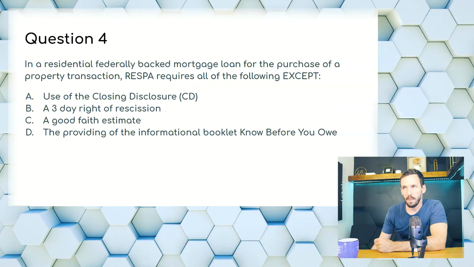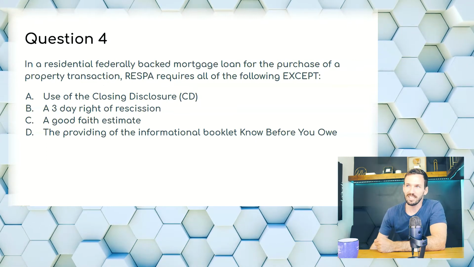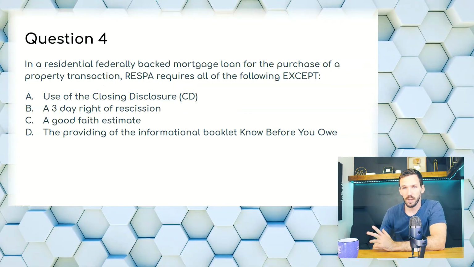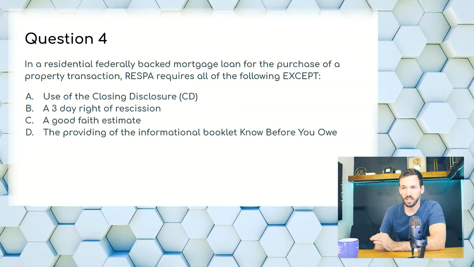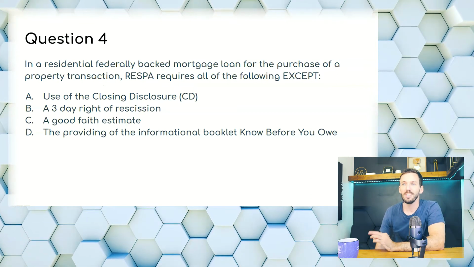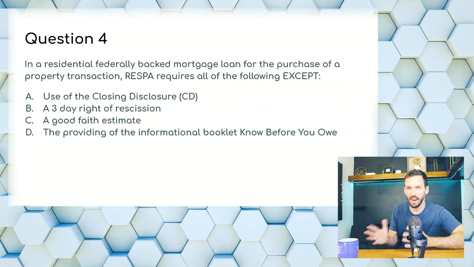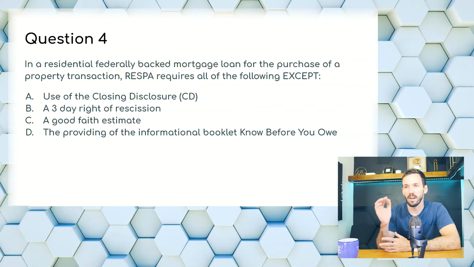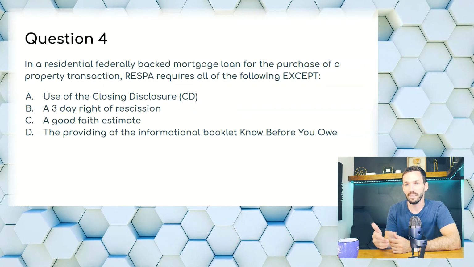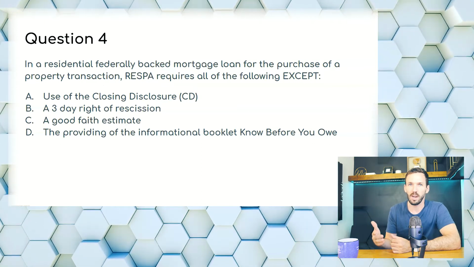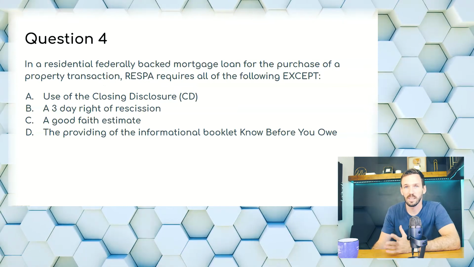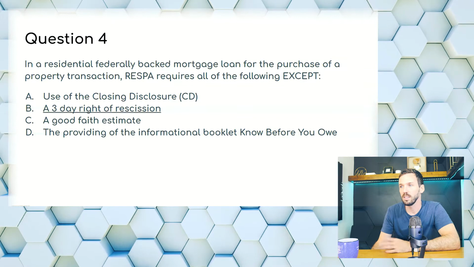Question 4. In a residential federally backed mortgage loan for the purchase of a property transaction, RESPA requires all of the following except A, use of the closing disclosure, a CD, B, a 3-day right of rescission, C, a good faith estimate, or D, the providing of the informational booklet, Know Before You Owe. So closing disclosures are always used in every transaction, always. They show your final cost and breakdown of all the fees. A good faith estimate is something the lender is required to give you, and the Know Before You Owe is also a required document. So the answer here is B. The 3-day right of rescission is required under TILA, the Truth in Lending Act. So B is the answer.